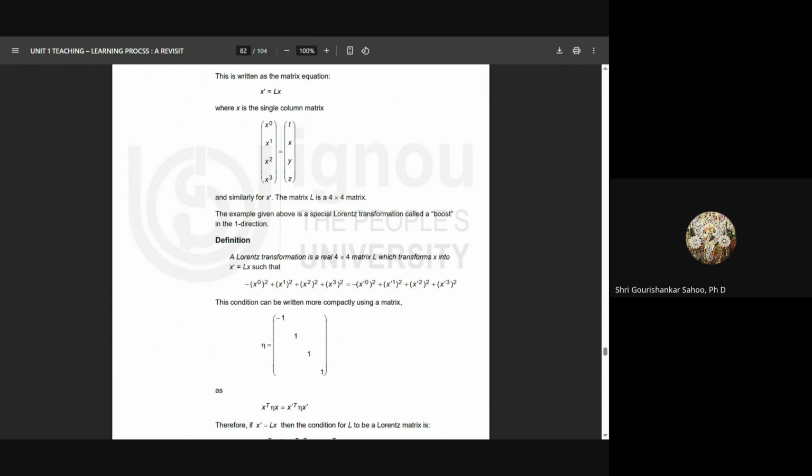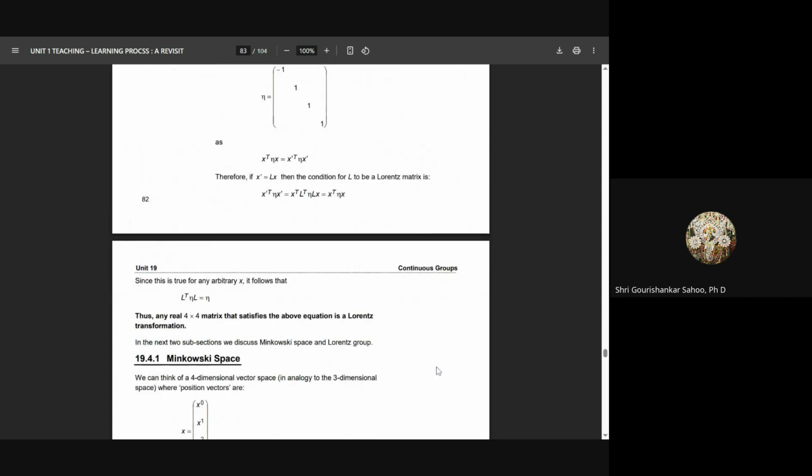So a Lorentz transformation is a real 4 cross 4 matrix L which transforms x into x dash equal to Lx, such that minus x0 square plus x1 square plus x2 square plus x3 square is equal to minus x dash 0 square plus x dash 1 square plus x dash 2 square plus x dash 3 square. And any real 4 cross 4 matrix that satisfies the above equation is a Lorentz transformation.